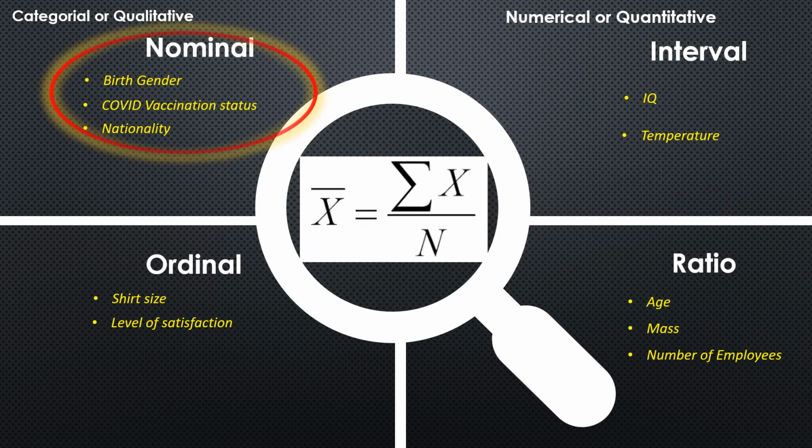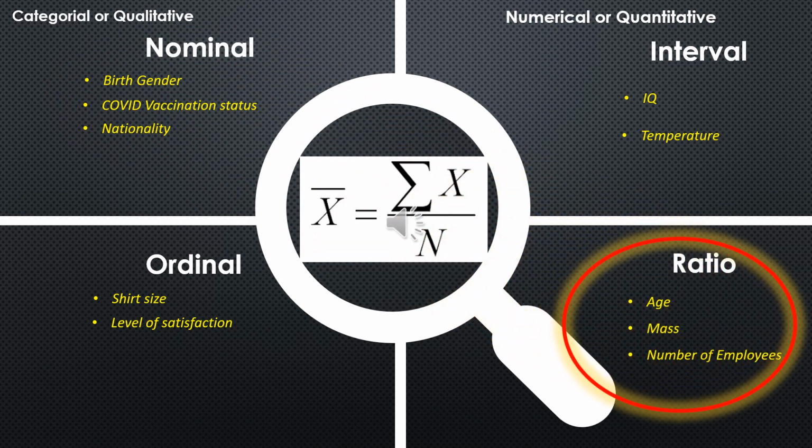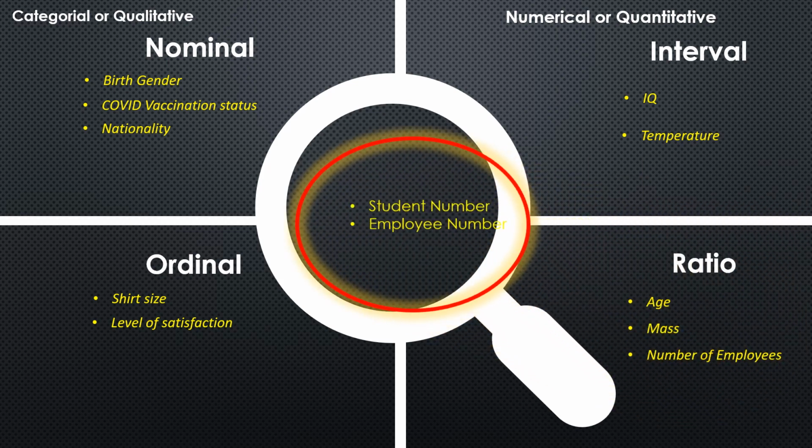For example, it wouldn't make sense to calculate averages for categorical variables. Instead, we might express birth gender as a percentage, such as 49.8% of births are male. However, for continuous numeric values, we can calculate averages, such as the average mass of all male babies born is 3.2 kilograms.